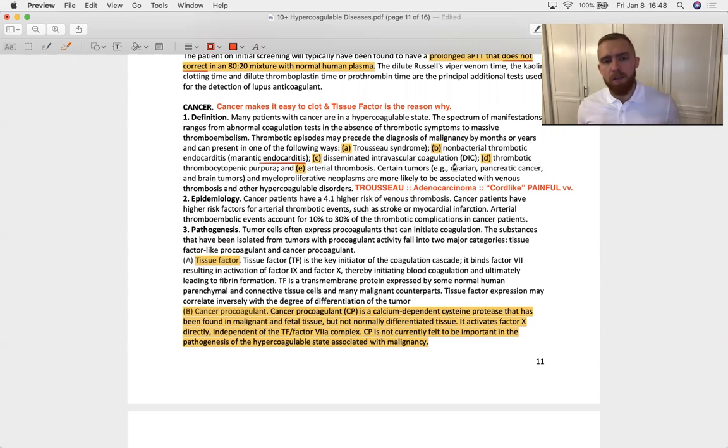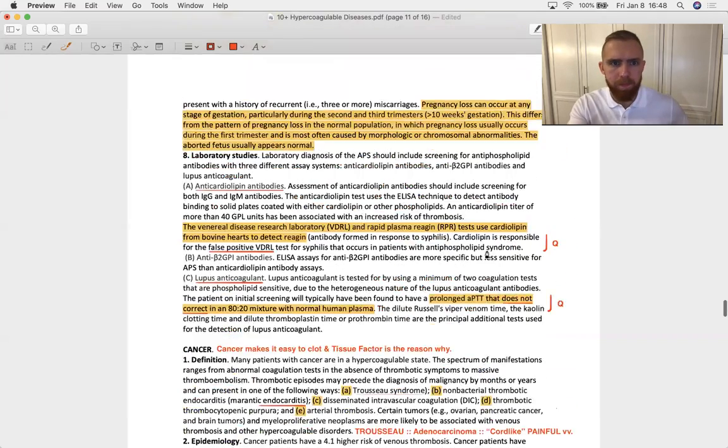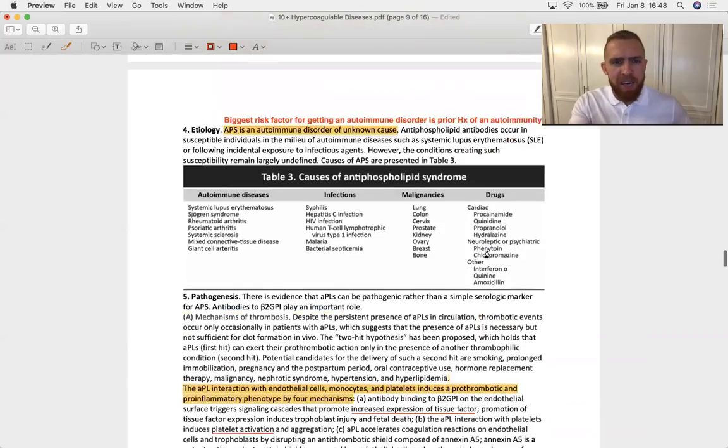And then finally, arterial thrombosis. Those are pretty rare. If you get one of those, it's bad. Overcoagulation. So that's clotting in cancer.